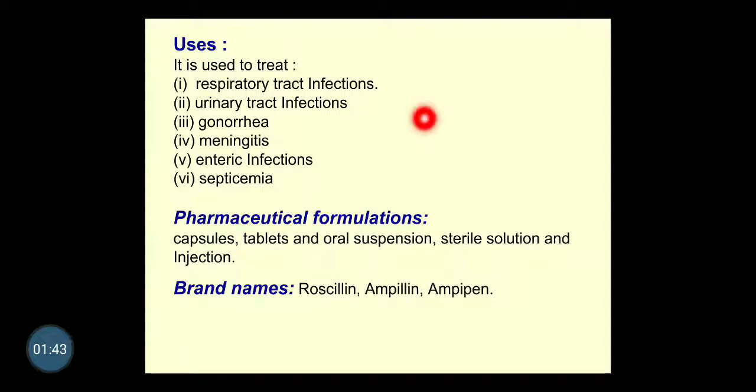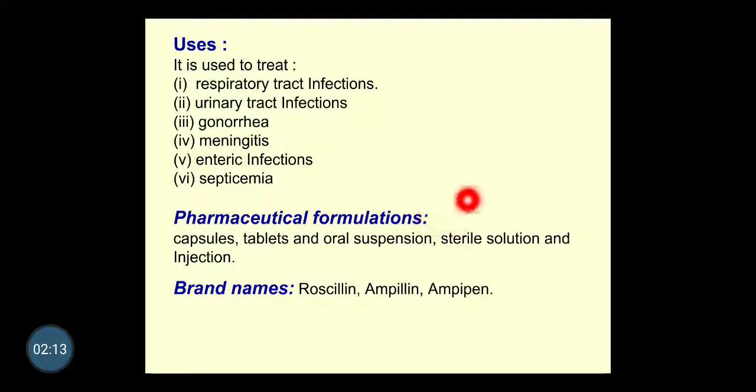Now, these are the uses of the ampicillin. Ampicillin is again one of the most popularly used antibiotics nowadays. It is used in respiratory tract infection and urinary tract infection. Then gonorrhea, which is an STD, a sexually transmitted disease; ampicillin is effective in gonorrhea also. Next, in meningitis and enteric infections, normally typhoid and the like, ampicillin is most effective.